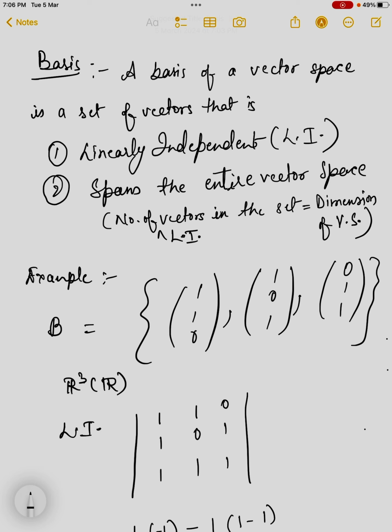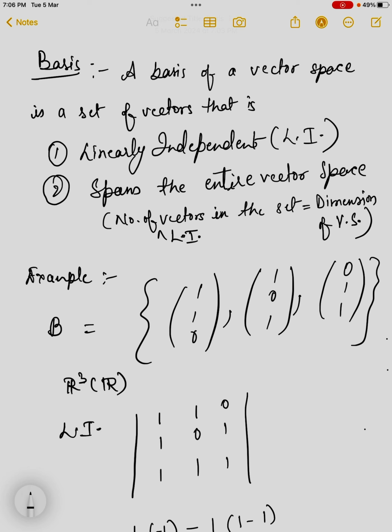So how are you going to check the spanning property? The number of LI vectors in the set must be equal to the dimension of the vector space. So you need to check whether the number of given vectors is equal to the dimension of the vector space or not. For that you must know what vector space we have and what will be its dimension. We are taking one example.